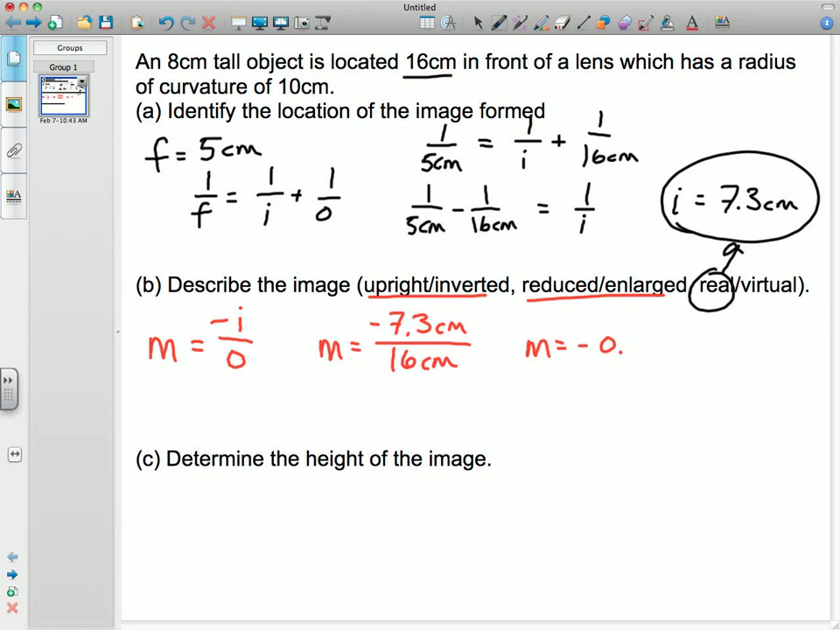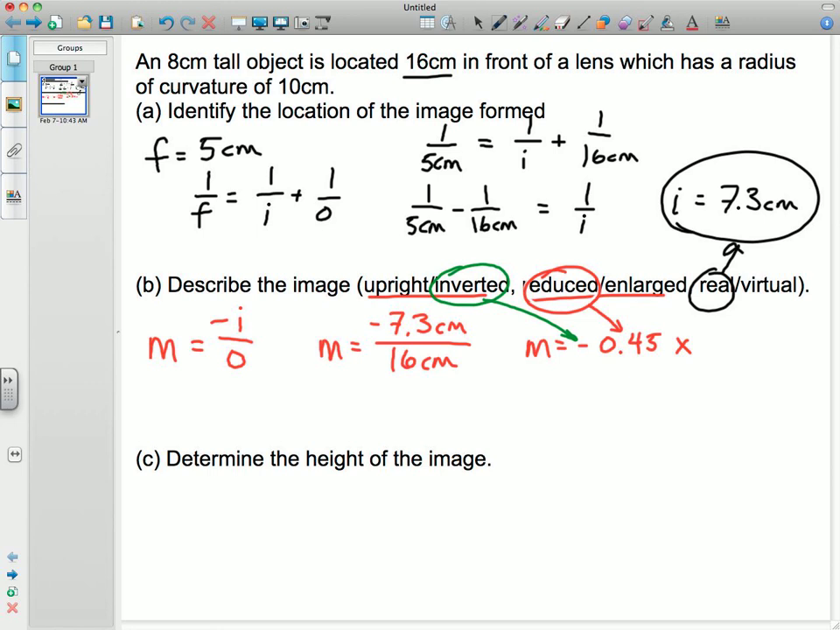4/5? And the units on magnification? No. There are really no units. This is 0.45 times the size. So, upright or inverted? Inverted. Why? From the negative sign. Reduced or enlarged? Reduced. From the decimal point, the less than one number.